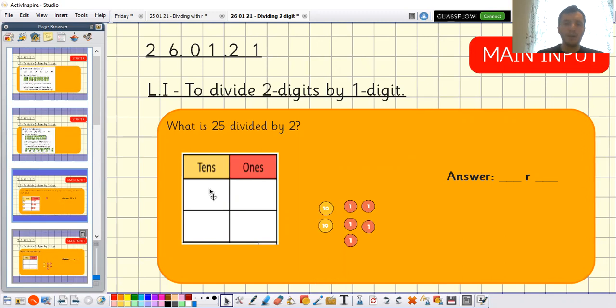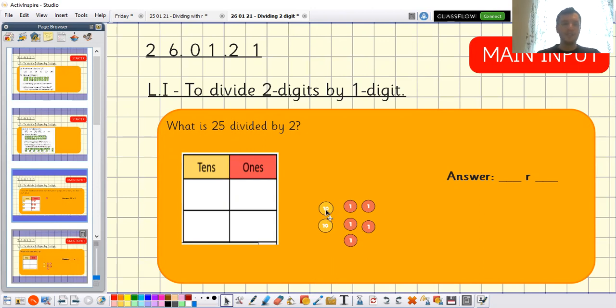And again, I've got my place value grids. I've split it into 2 groups. Why have I split it into 2 groups here? I've split it into 2 groups because we're dividing by 2. And I've got my place value digits for the number 25. I have 2 10s and 5 1s to make 25.